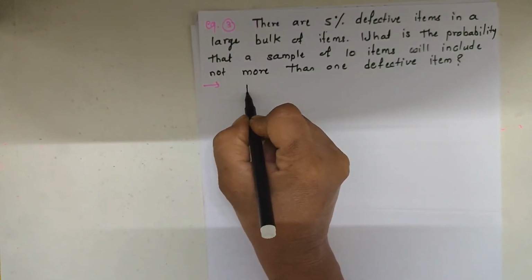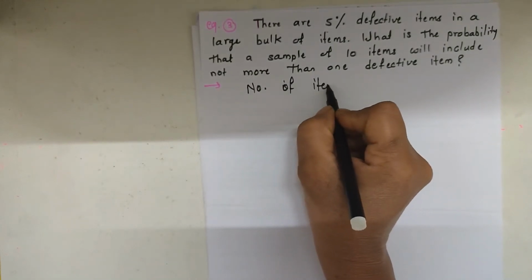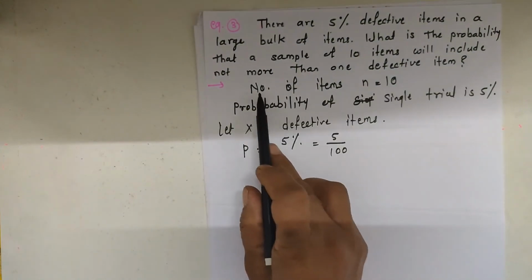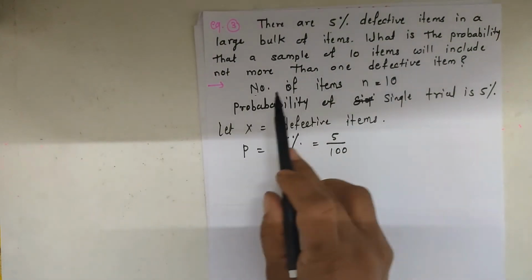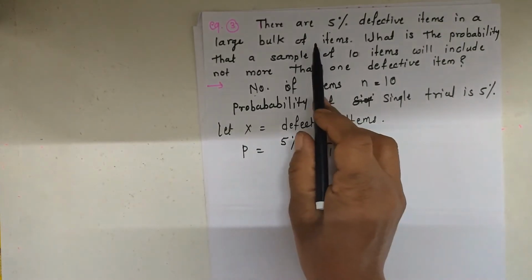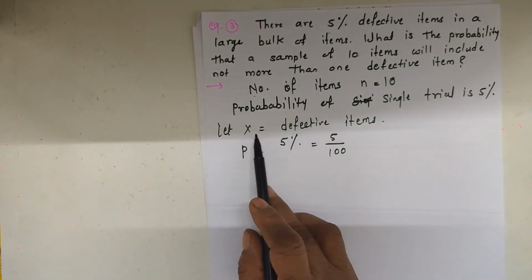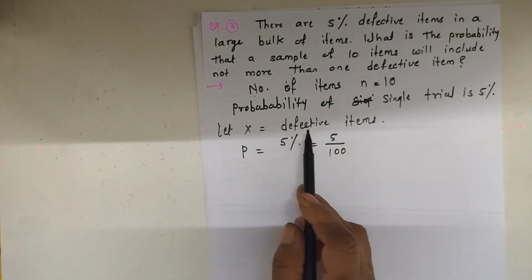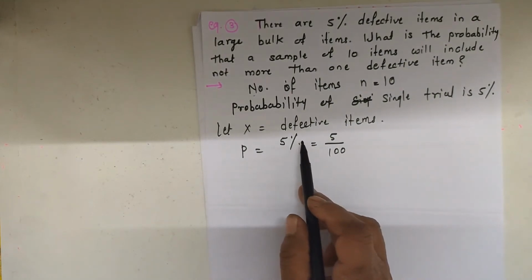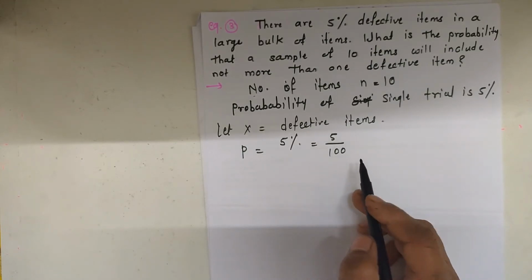the number of atoms, total number of atoms, n is equal to 10, and total number of atoms are 10. So n is equal to 10, and the probability of defective atoms is denoted by p. So p is equal to defective atoms, and probability of defective atoms is given 5%, which can be written as 5 by 100.